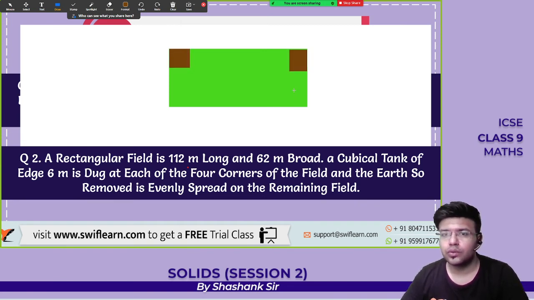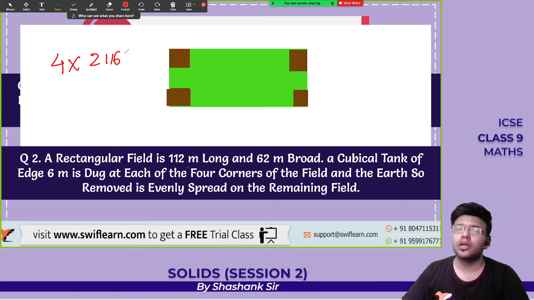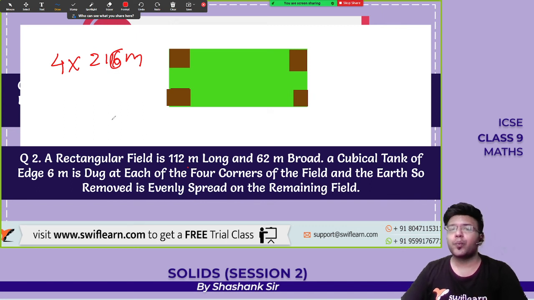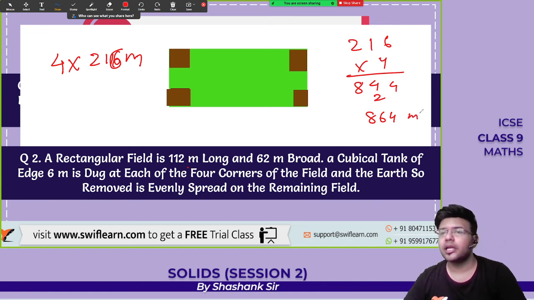So volume of the earth dug is 4 times volume of each hole, it is 6 into 6 into 6, 216 meters. Now 216 into 4. 4 twos are 8, 4 ones are 4, 4 sixes are 24. 864 cubic meter. Now this volume is evenly spread.